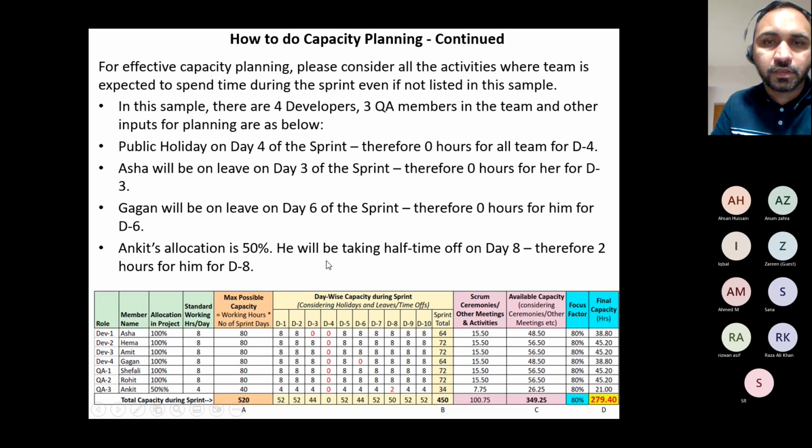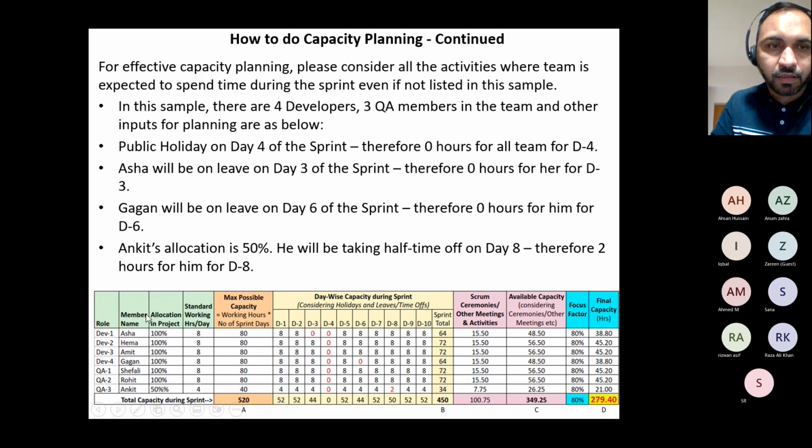Ankit's allocation is 50%. He will be taking half time of day 8. So right here on day 8 he will be taking half a day, so 2 hours, because he is only 50% allocated, therefore 2 hours. So this gives you a really clear picture of how you can better do sprint capacity planning in the best way.